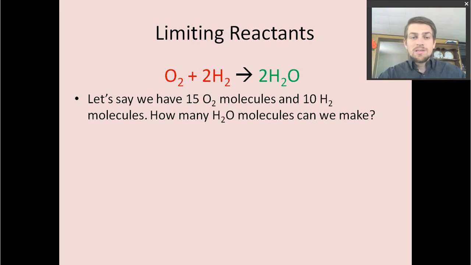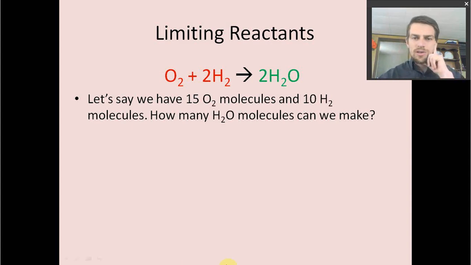What we want to do is see if we had 15 oxygen molecules and unlimited hydrogen molecules, how many water molecules could we make? Or, on the other side, if we had 10 hydrogen molecules and unlimited oxygen molecules, how many water molecules could we make? And we see which one would make fewer water molecules. So if oxygen is able to make, let's say, 2 water molecules and hydrogen is able to make 3, oxygen would be the limiting reactant because it only lets you make 2.